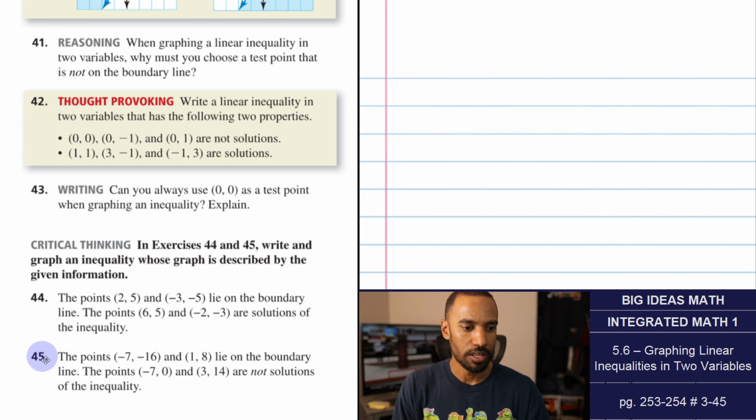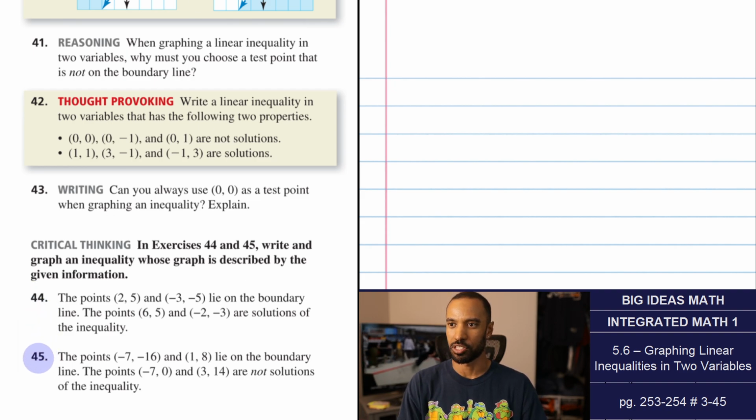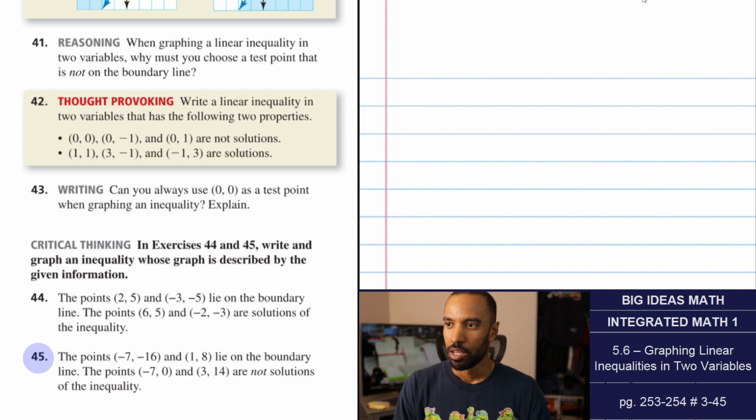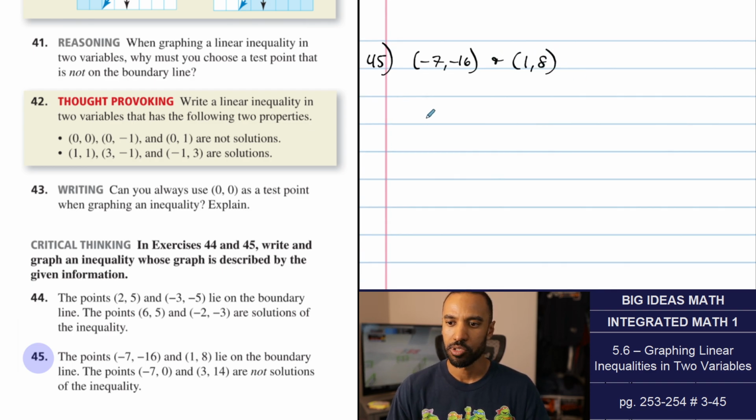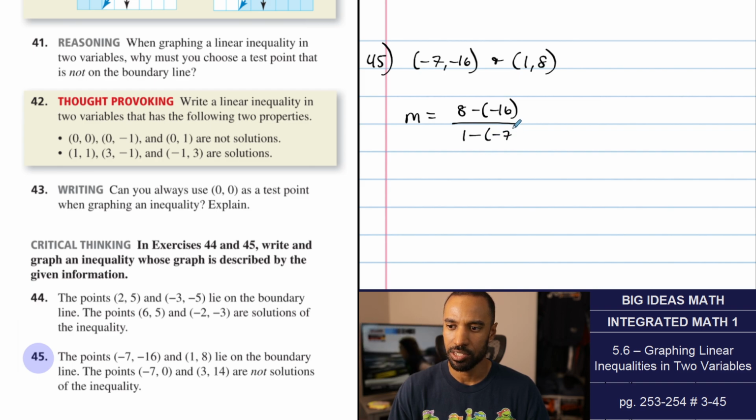I'm curious. Well, actually, now that I see (-7, -16), I can't use my graph for that. So we'll do the same thing as before using point-slope form. (-7, -16) is on the boundary line. So is (1, 8). So let's use the same slope bits. We have rise of this over run of this.